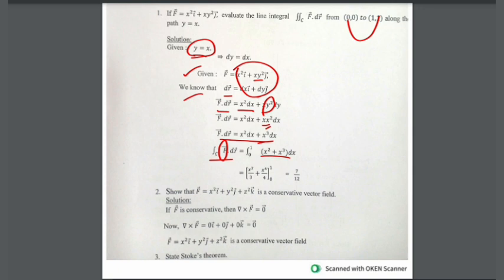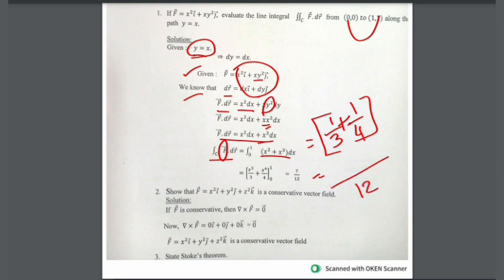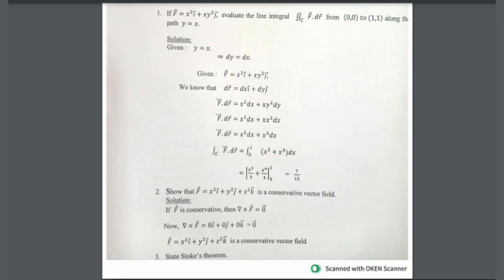If we integrate x², we get x³/3 plus x⁴/4, to the limit 0 to 1. Only the upper limit is applicable. I get 1/3 + 1/4. So multiply the denominators, 4 threes are 12. Next, cross multiply it, I get 4 + 3, which equals 7/12. So this is the answer for the line integral.